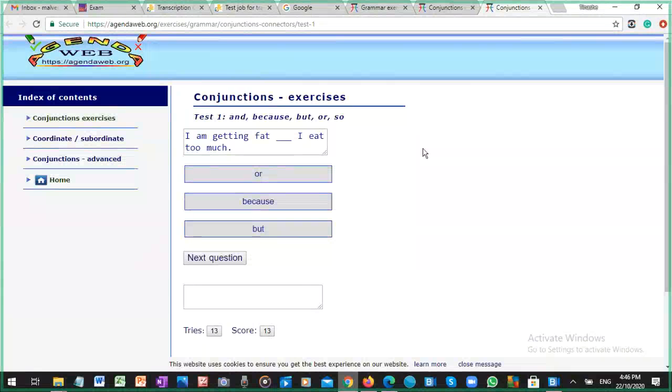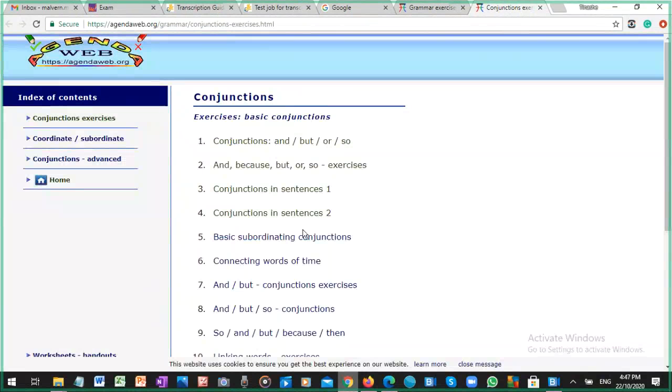I am getting fat, dash, I eat too much. I am getting fat because I ate too much. Well done. That's great. Next one. We can go by bus dash by car. We can go by bus or by car. Well done. You got all questions correct. Let's move on to the next exercise. Now let's try 7.